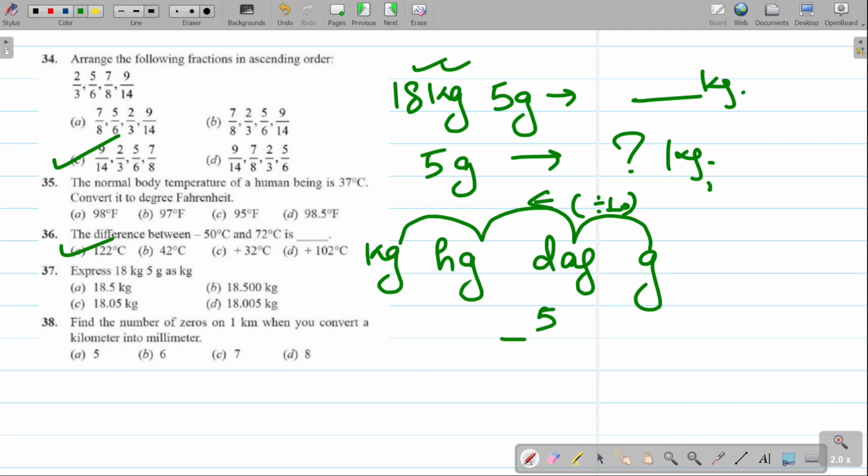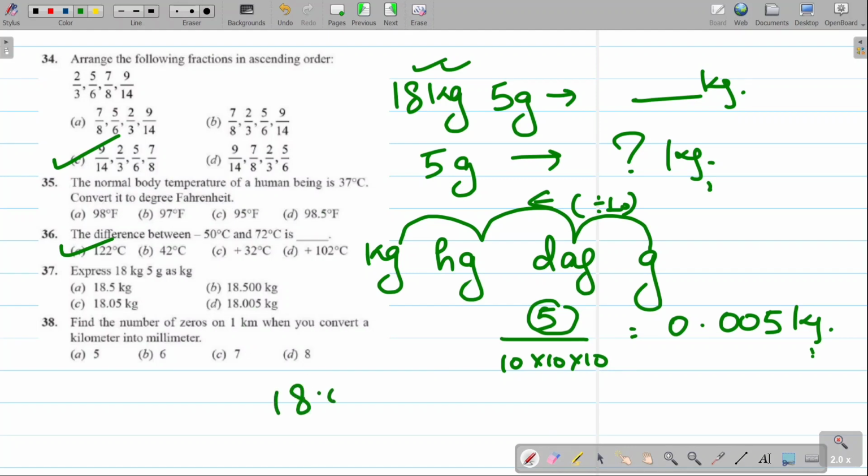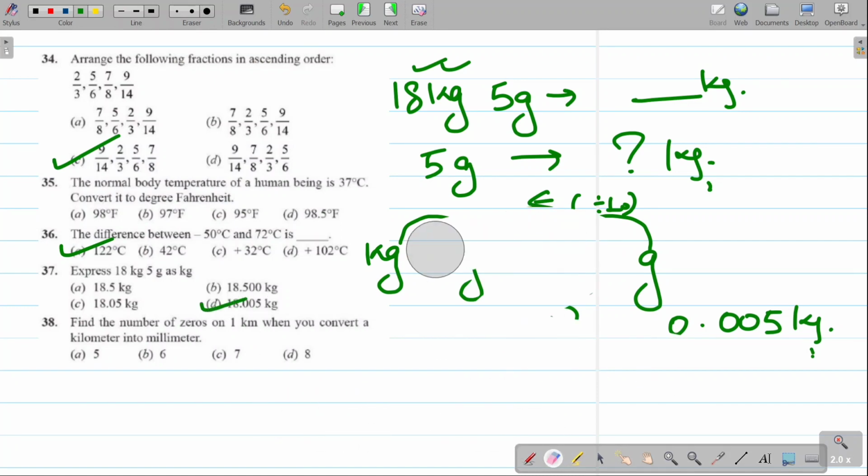So 5 divided by 10 into 10 into 10. After solving this, you will get 0.005 kg. You may ask how I got this, but we know that it will have 3 zeros in the denominator and we have 1 digit here, so we need to put 2 extra zeros to make it equivalent to what we want. So finally we have 18.005 kgs and this will be our correct answer. Is there any option? Yes, option number D. Moving to question number 38.